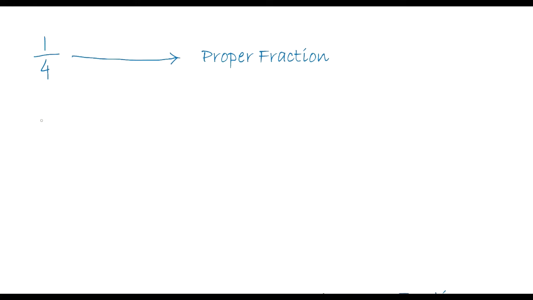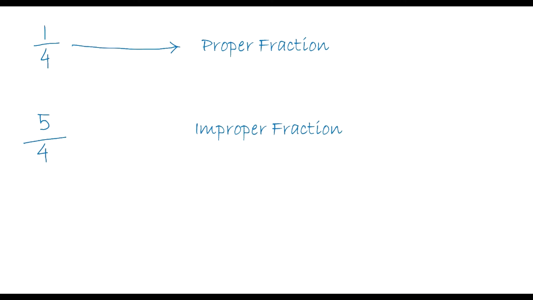But sometimes you will see this kind of fraction, like suppose there is a 5 on the top and 4 in the bottom. Means a larger number on the top, a smaller number in the bottom. This kind of fraction is called an improper fraction. Now, why are they improper fractions? Let's try to explain it.